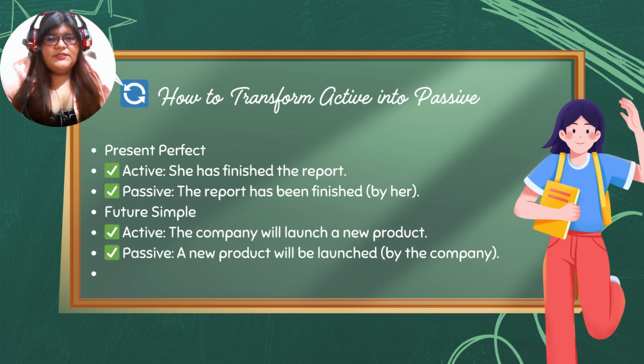If you see, in active it's like we focus on the subject, on what the subject is doing in the sentence. But in passive it's like the contrary. So be careful with those details.